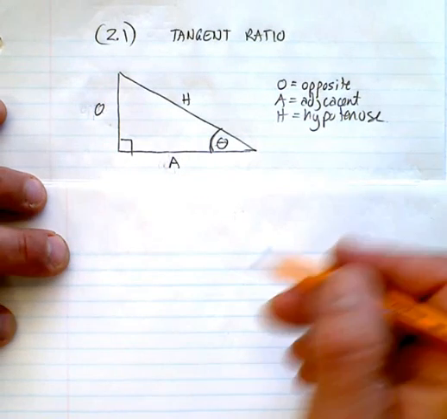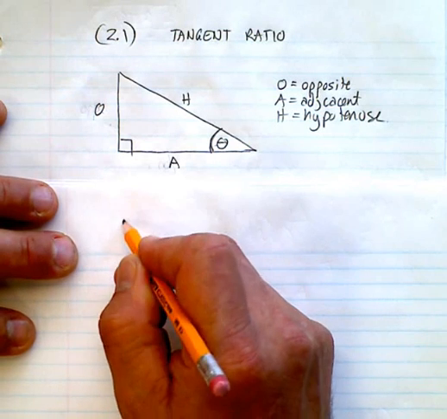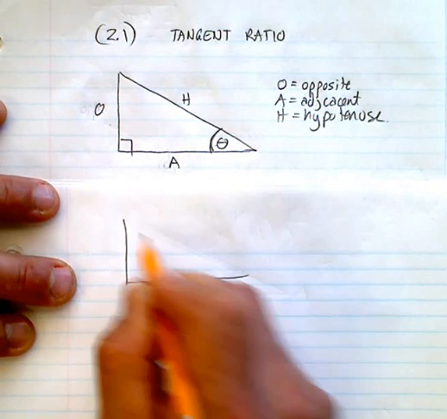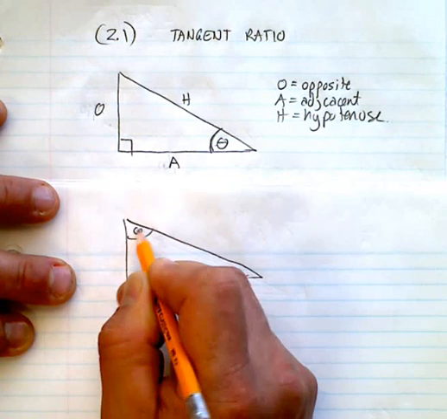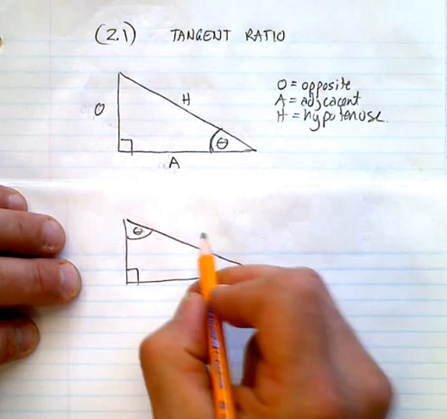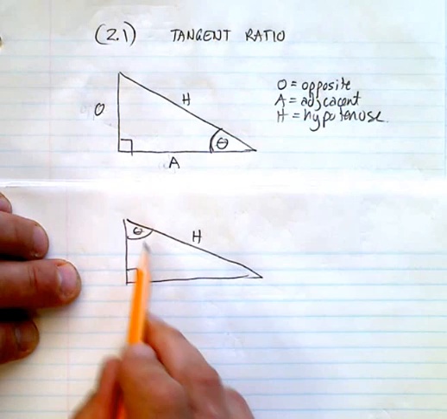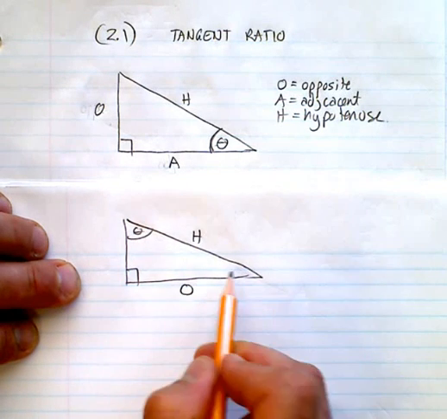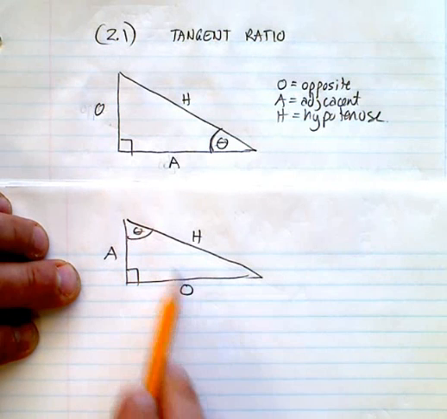Now, I guess it depends what angle we're looking at, because sometimes we might be looking at this angle up here. And if we look at that angle up there, then the one thing that doesn't change is the hypotenuse. But now the bottom becomes my opposite, and this angle is beside, so the O and the A change.